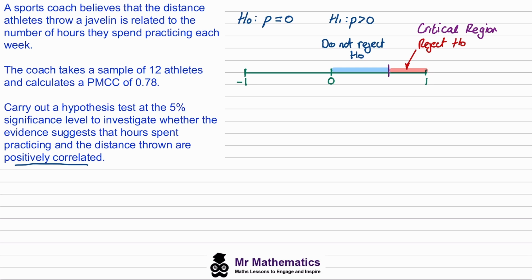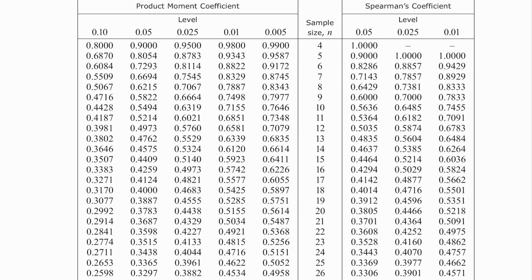Well, we can find this from our tables in the formula booklet, but we need to know the sample size of 12, this is our value for n, and we need to know the significance level, this is the 5%. So then we can use these to find the critical value in our formula booklets. We have a significance level of 0.05 and a sample size of 12. So our critical value will be 0.4973.